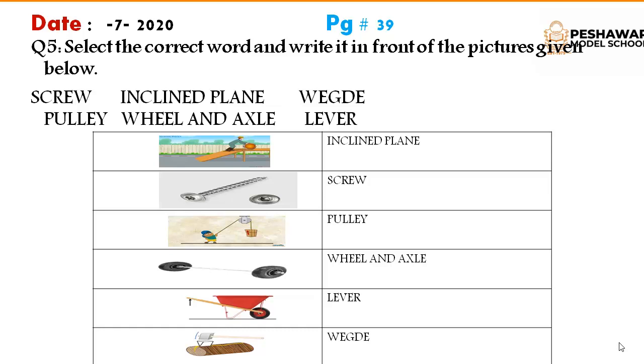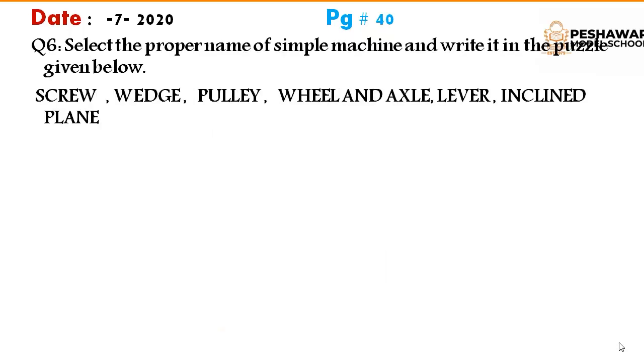Now we'll move towards another page, that is page number 40. Here question number 6 is, select the proper name of the simple machine and write it in the puzzle given below. Here you can see that the names of the simple machines have been given to you and you have to write these names in the given puzzle. The words given to you are screw, wedge, pulley, wheel and axle, lever, inclined plane.